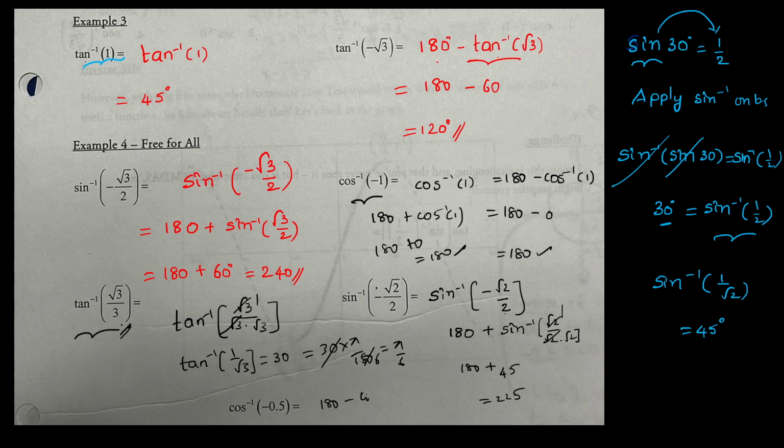Similarly, you can do this question. 180 minus cos inverse of 1 by 2. Cos 1 by 2, when will it come? Cos 60. So 180 minus 60, 120. Okay. So yeah, it's very simple.